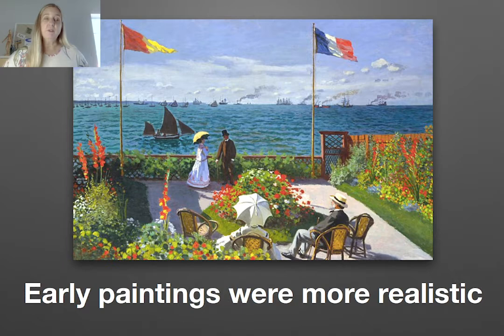Then he started doing some painting, and his early paintings were more realistic. You'll see in this picture right here of a shoreline with flags, this picture shows more of a realism style. It's not super realism, but more realism than he did later in his work.